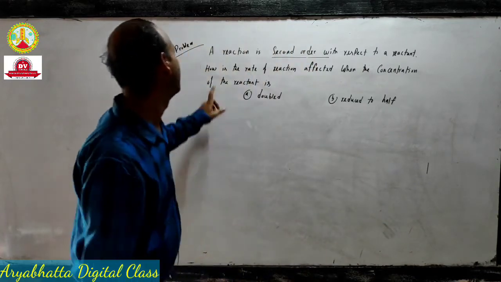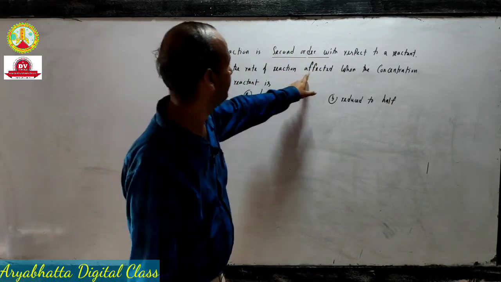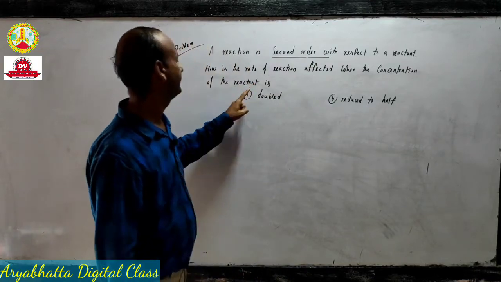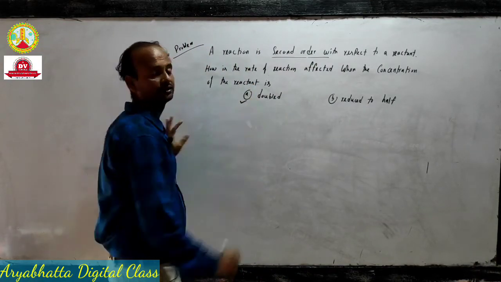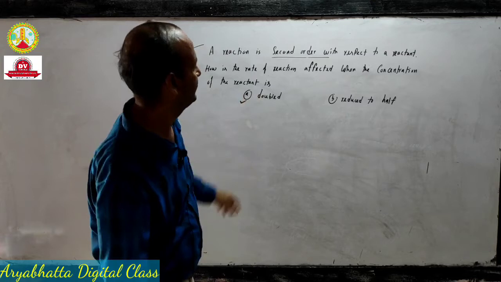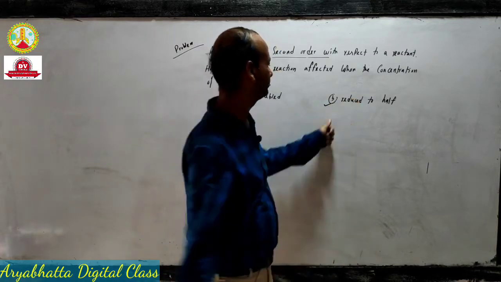Now let's see. How is the rate of reaction affected when the concentration of the reactant changes? In the first case, the concentration of the reactant is doubled. In the next case, the concentration is reduced to half.